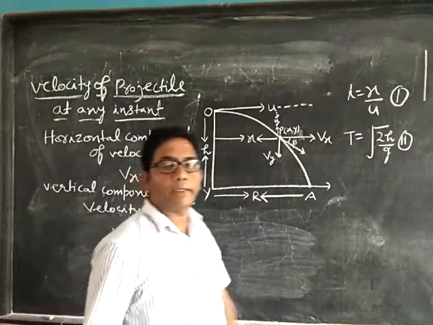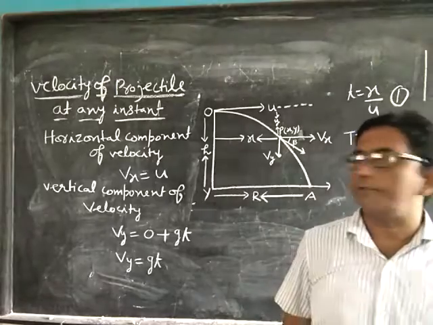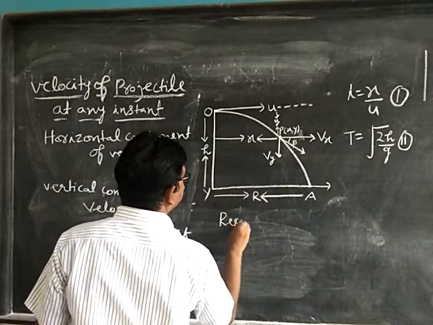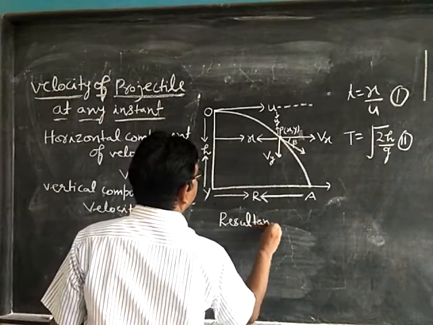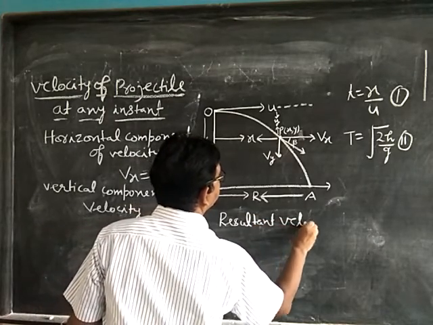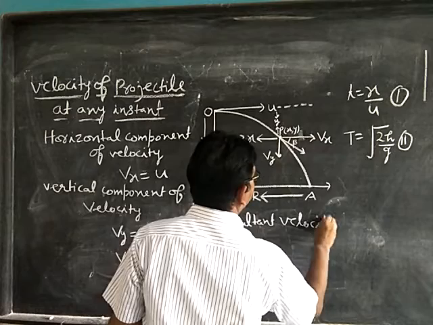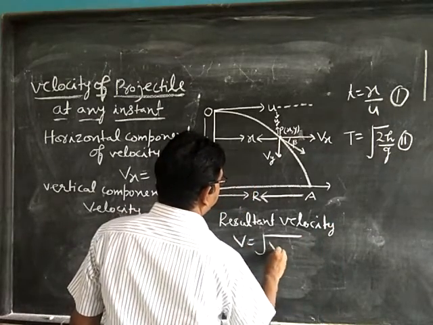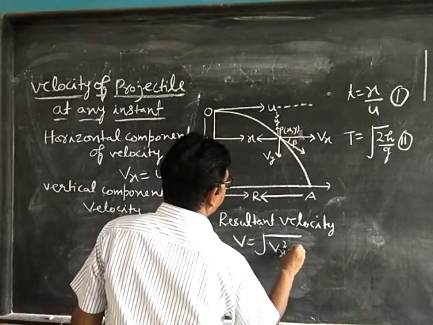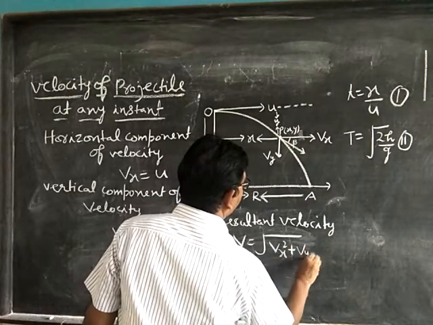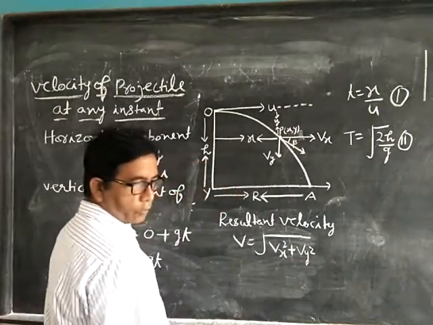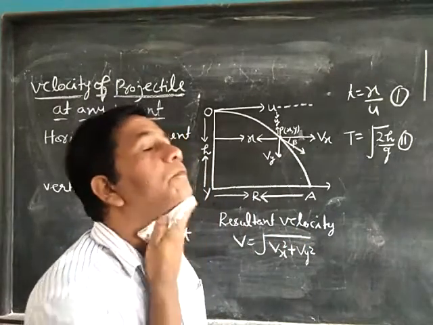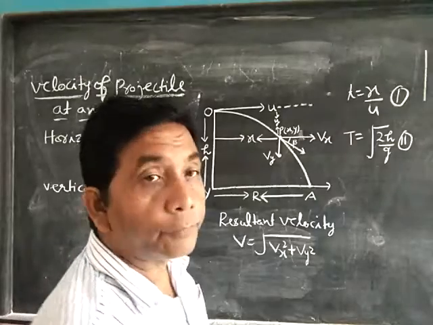Now we will find the resultant velocity. Resultant velocity V is equal to under root Vx square plus Vy square. Now we will put the values of Vx and Vy.